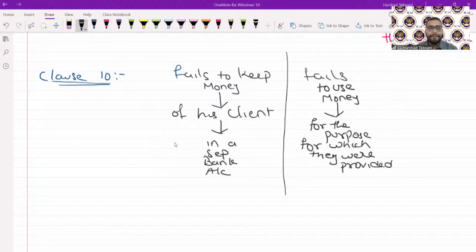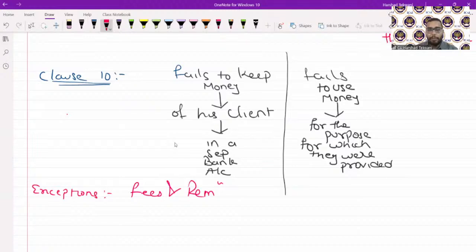Now, there are certain exceptions given in the current case. They are like if the money is for the fees or remuneration. So if a client is giving me my fees or remuneration, then I'm not required to keep it in a separate bank account. Why will I keep it in a separate bank account? So exceptions for this particular scenario are fees and remuneration. So if I receive my fees or remuneration, then I'm not required to keep it in a separate bank account. That is for me.